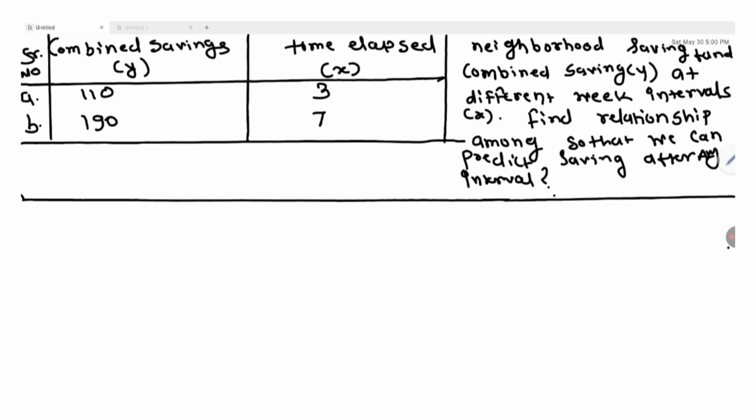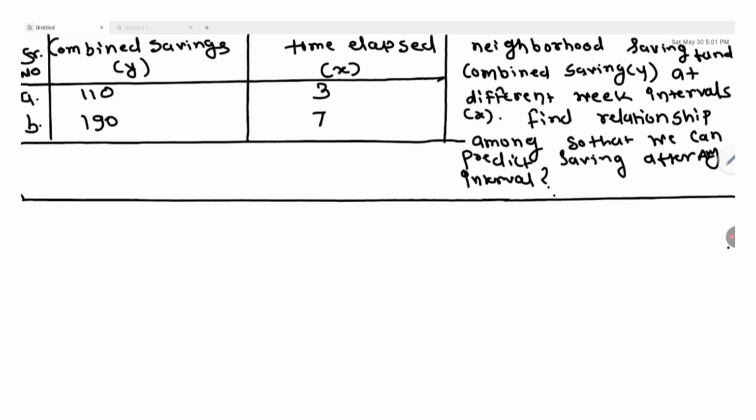Let's try to understand this particular problem. One brother and sister try to open a neighborhood saving fund. This tabular format suggests that after the end of 3 weeks, they will be able to save $110. And at the end of the 7th week, they are able to save $190. So now they want to find the equation which gives the relationship between these two variables.